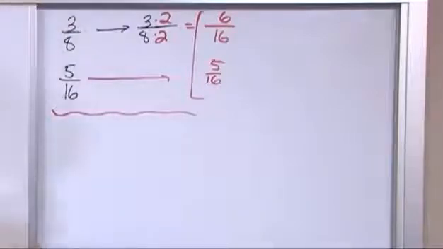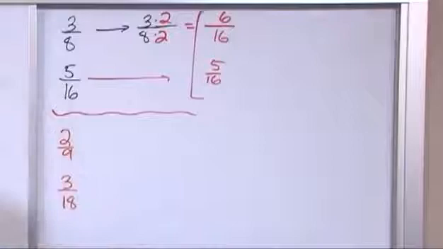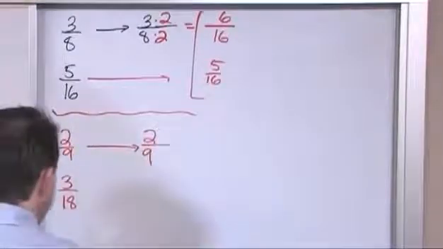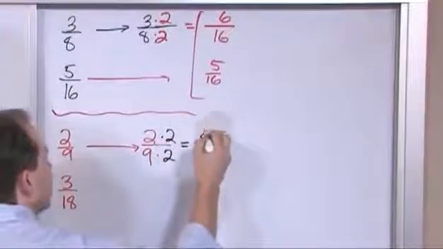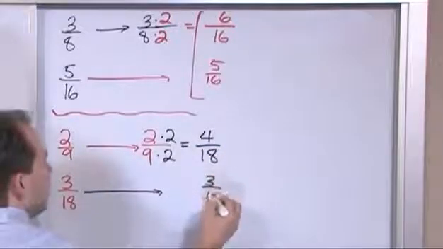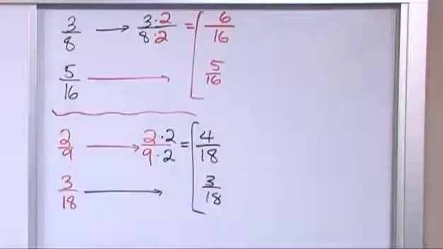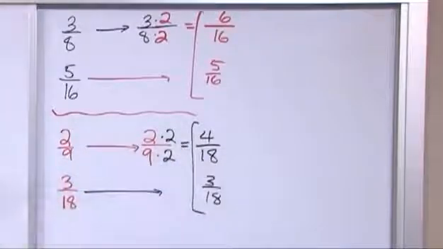What if I have 2/9 and 3/18? So I look at that and I say, well, I have 18 and I have 9, so all I really have to play around with is 2/9. What if I multiply the top by 2 and the bottom by 2? Then 2 times 2 is 4, 9 times 2 is 18. This guy I don't have to mess with, 3/18. So these two fractions now have a common denominator and they represent exactly the same amount of stuff. It's the same pair of fractions, it's just this one looks a little bit different than this one.